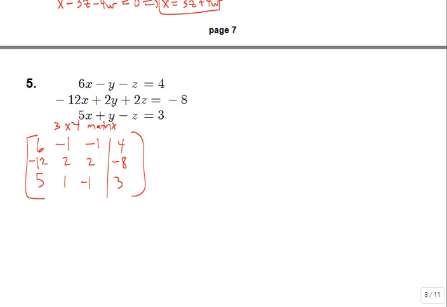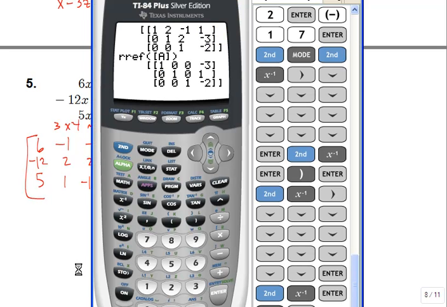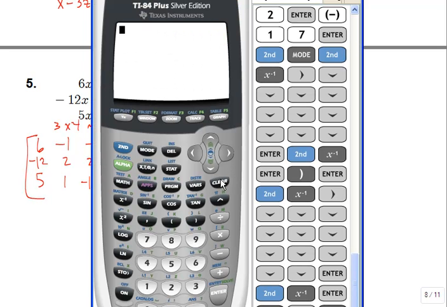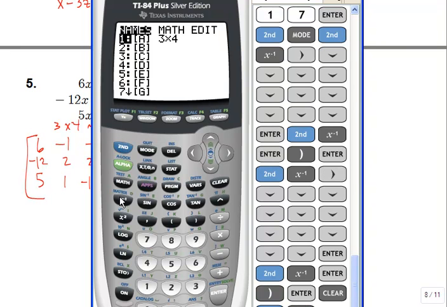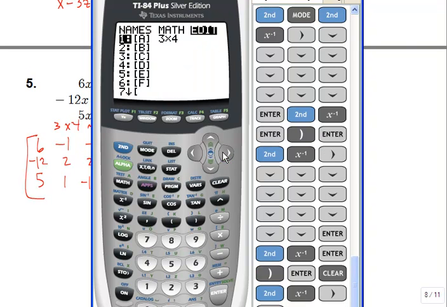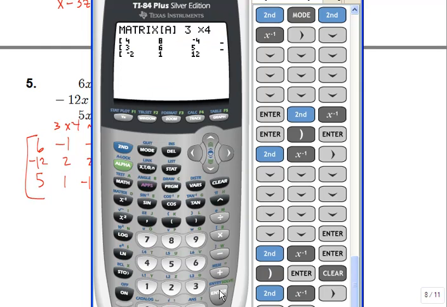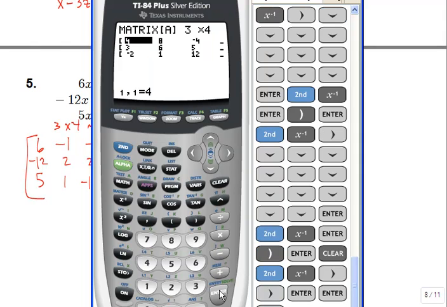So let's pull up the calculator and then type in our new matrix. I'm going to clear out my home screen here, and I'm going to go to matrix, so second, x to the -1, and we need to edit matrix A and type in the new numbers that we want to use. So hit enter, and we still want a 3 by 4 matrix, so I don't need to change that, but I do need to type in my new numbers.